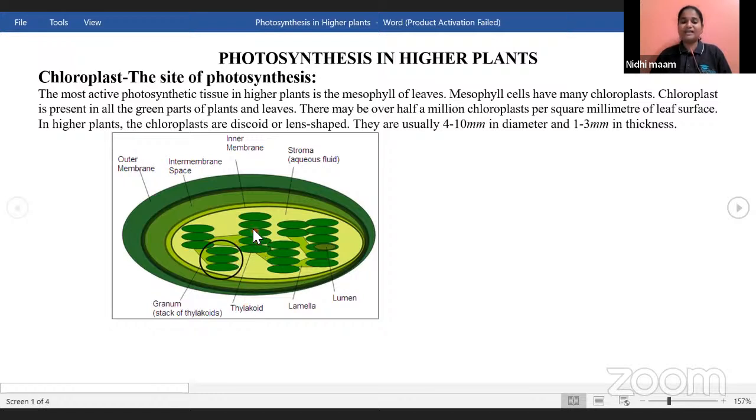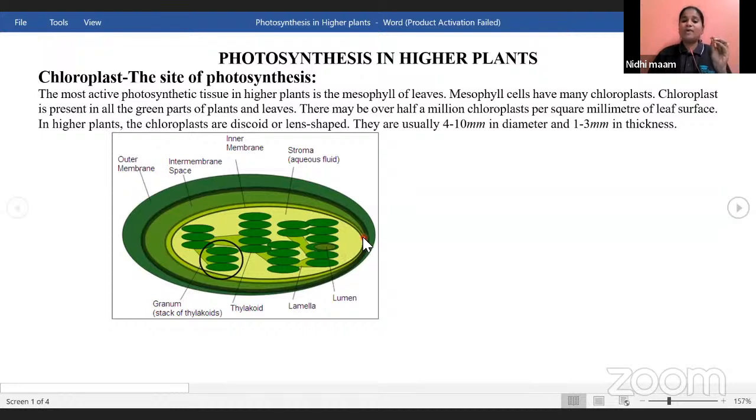Then a group of thylakoids are arranged one above the other like a pile of coins. When this is a group of thylakoids arranged one above the other, what do we call it? We call it granum, right? So various grana will be there. These grana will be interconnected by a structure called lamella. Inside the thylakoid, a space is present which is called lumen, where photosynthesis takes place.